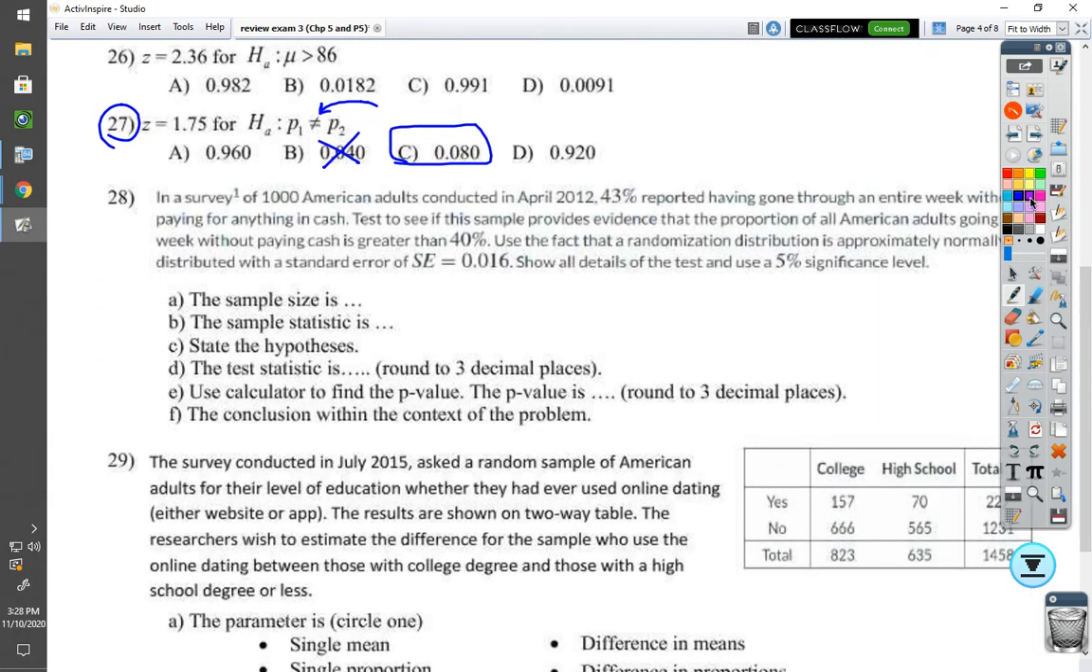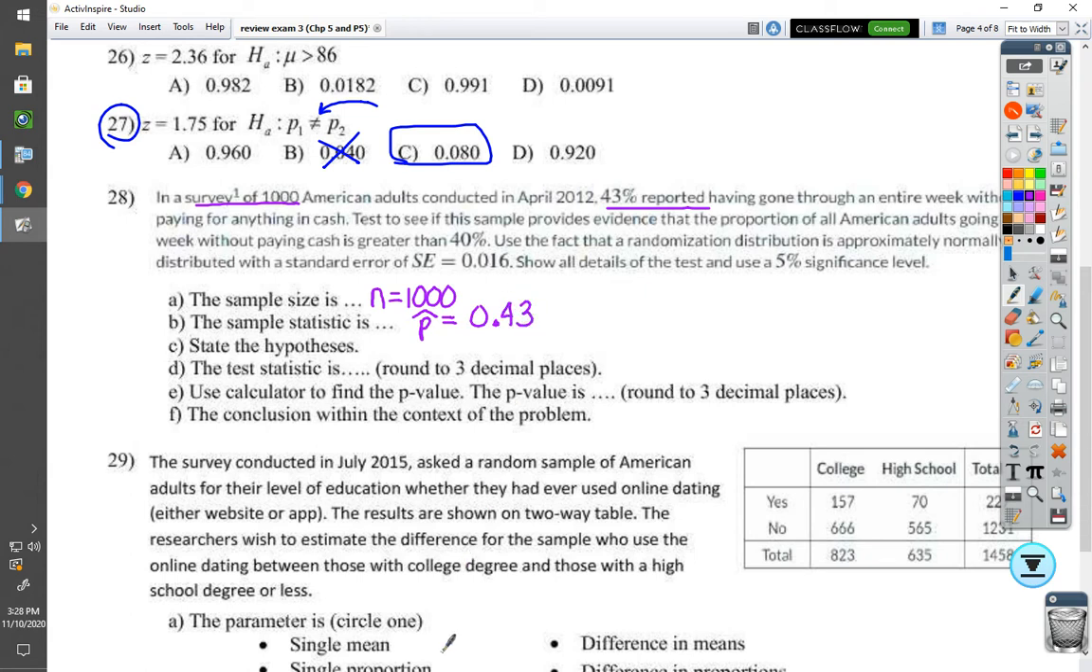Number 28. In number 28, I have to read through the things. So first of all, I see a couple of things. One, I have a survey of 1,000 people. It asks me, what is the sample size? N equals 1,000. That's my N value. The sample statistic. Well, the sample statistic is right here, that 43% report something.